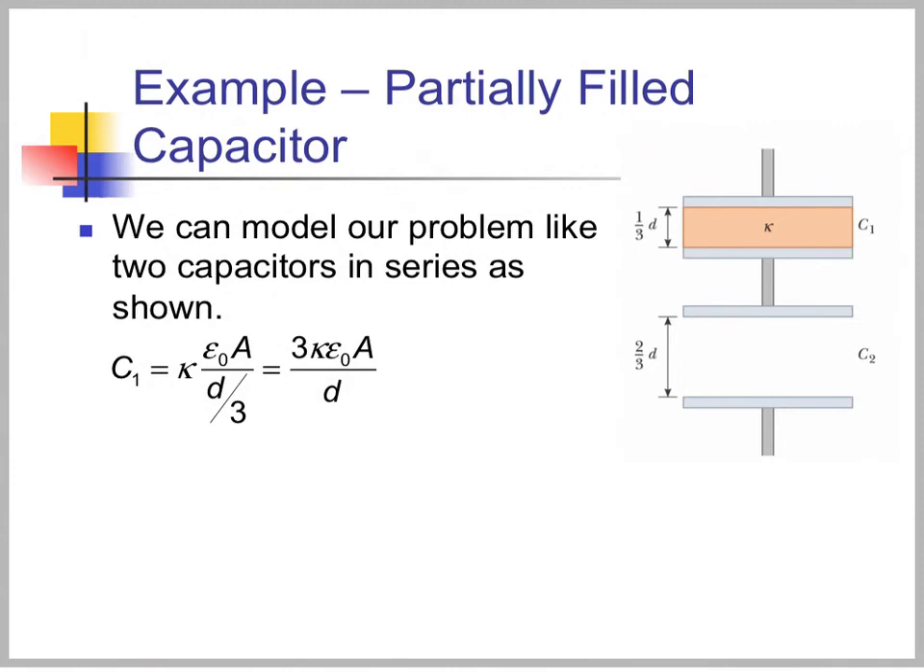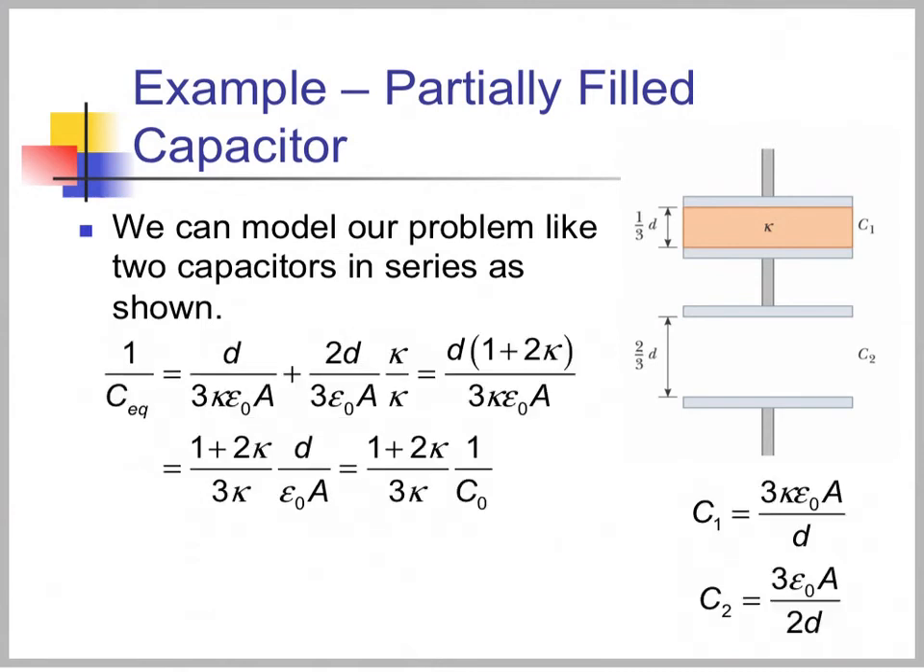Our problem then is exactly the same as having these two capacitors. The capacitance C1 is going to be epsilon naught A over d over 3 times kappa, which is 3 kappa epsilon naught A over d. And C2 then, using the same formula, is epsilon naught A over 2/3 d, giving us this answer. And now these capacitors are in series, so in order to find the equivalent capacitance, we have to add these using our series formula.